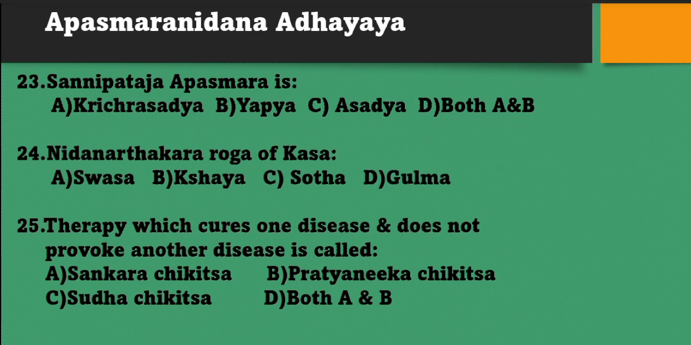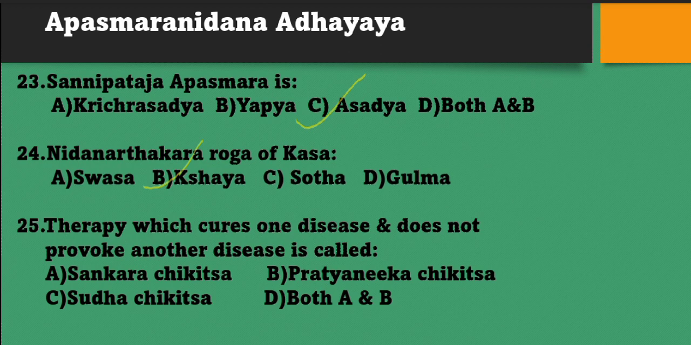Sannipataja Apasmara is Krichra Sadhya, Yapya, Asadhya, both A and B. Sannipataja Apasmara is Asadhya. Nidanarthakara Roga of Kasa is Shvasa, Kshaya, Shopha, Gulma. Nidanarthakara Roga of Kasa is Kshaya. Option B.